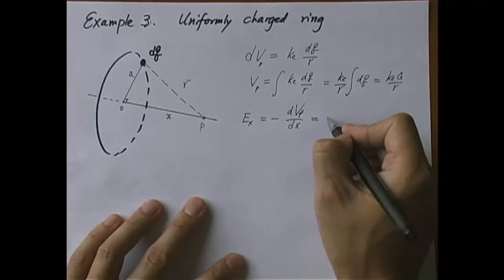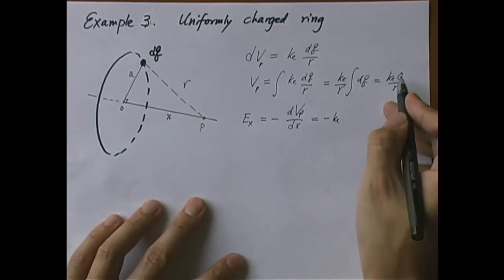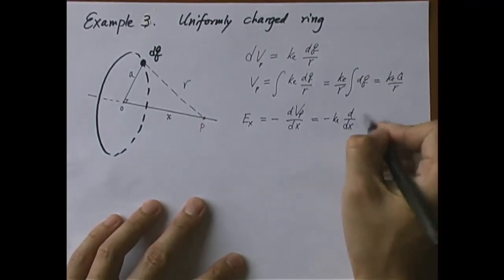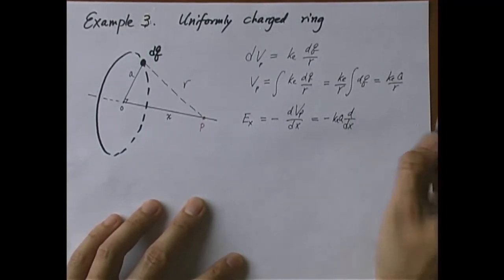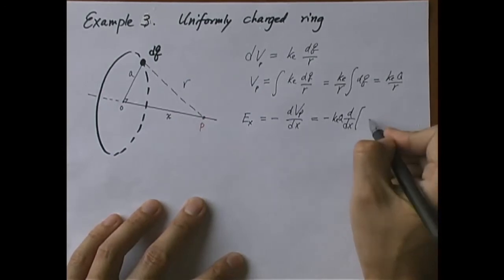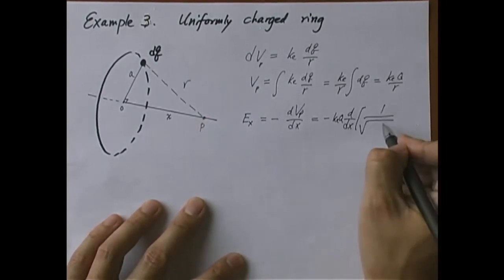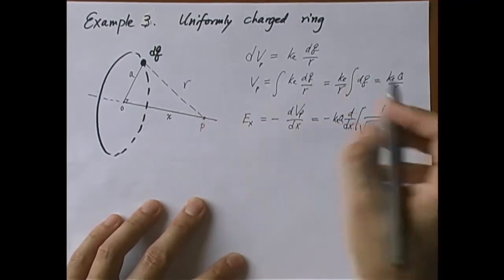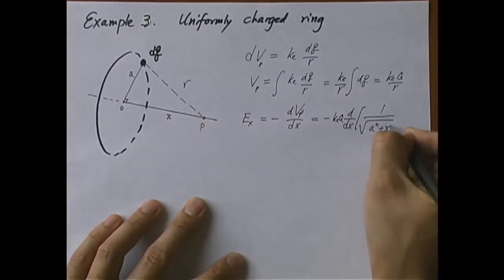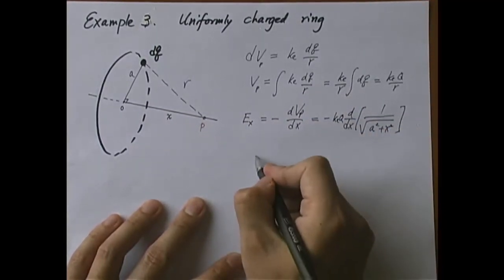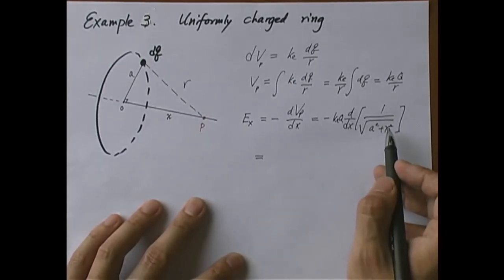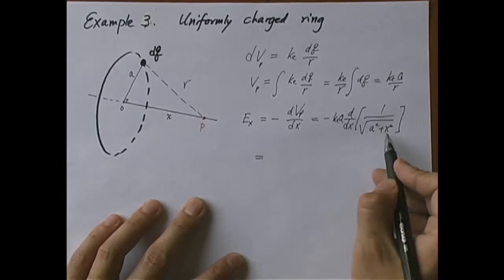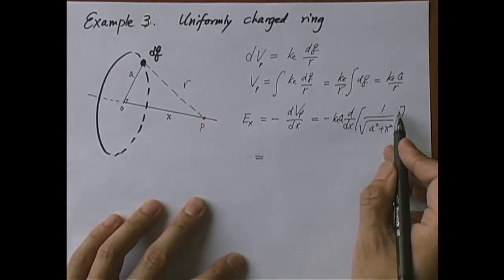So this is just negative k, I'm taking that constant k out, d/dx of what? kq, I'm going to take both k and q out. 1 over r is really just 1 over the square root of what? a squared plus x squared, right? So to get the electric field, all I need to do is to finish this differential, which is not that hard to do. It's a squared plus x squared to the power negative 1/2. So work it out. It's negative 1/2.